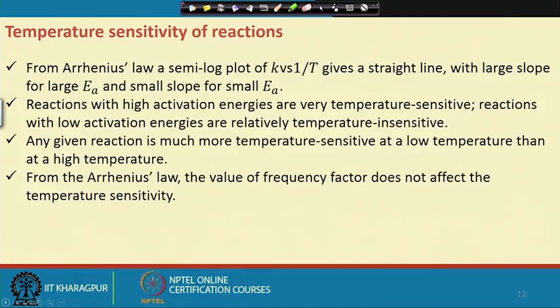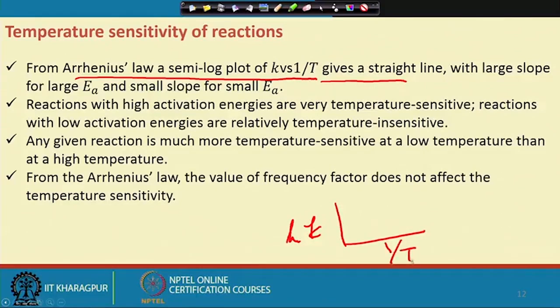Now, temperature sensitivity of a reaction is determined with the help of Arrhenius law by a semi-log plot. I have already shown you this. If you plot ln k versus 1 by T, that gives you a simple type of plot. The slope will give you the value of Ea by R, and here R is the gas constant. So if you put this value, you can easily find out the value of Ea.